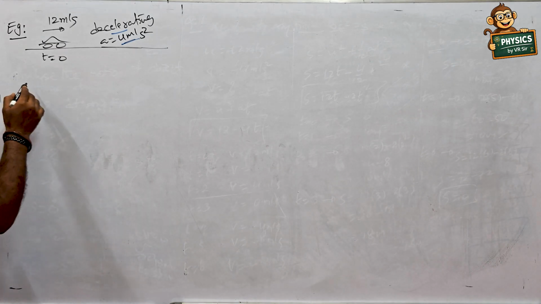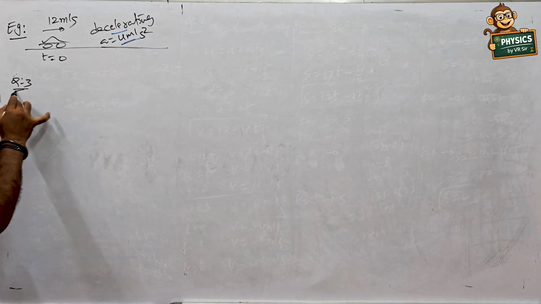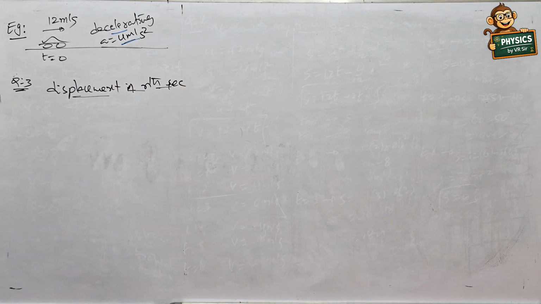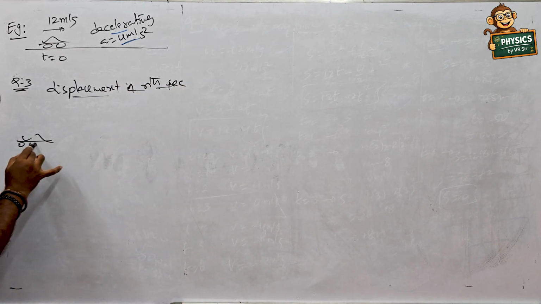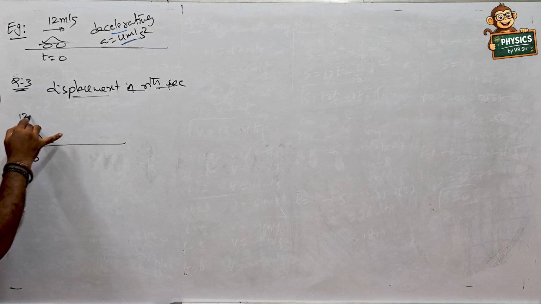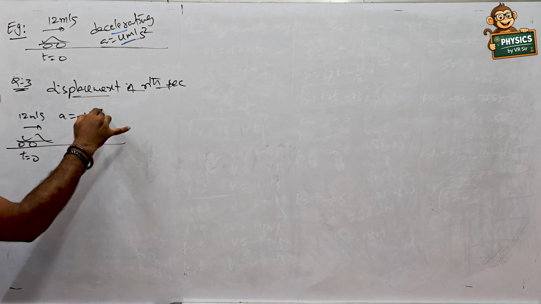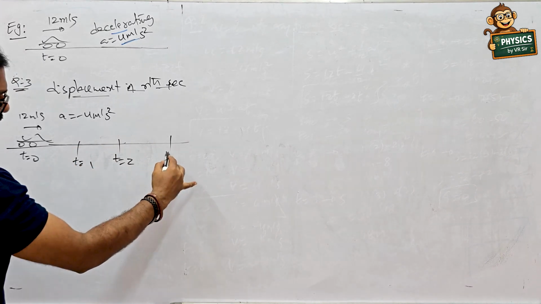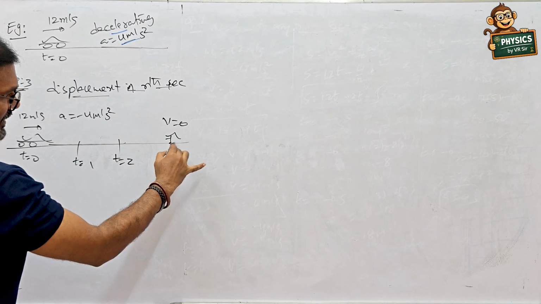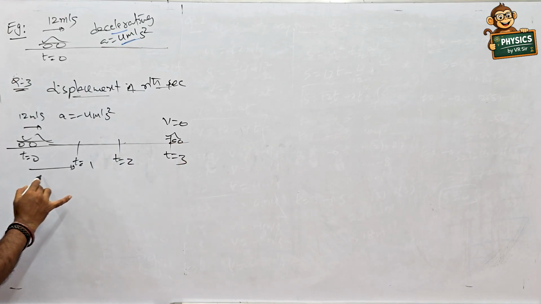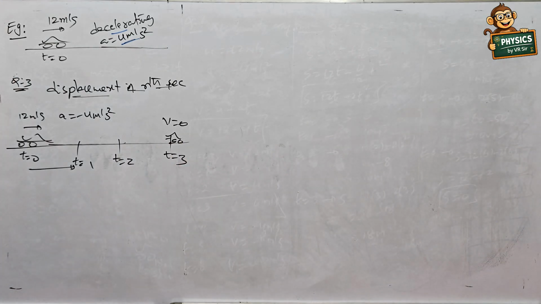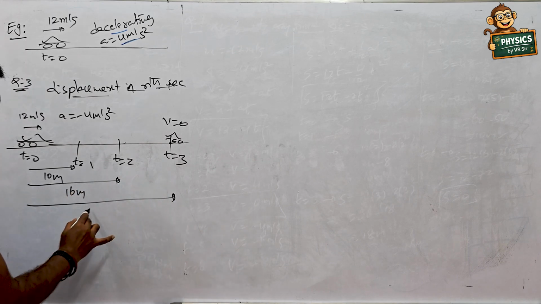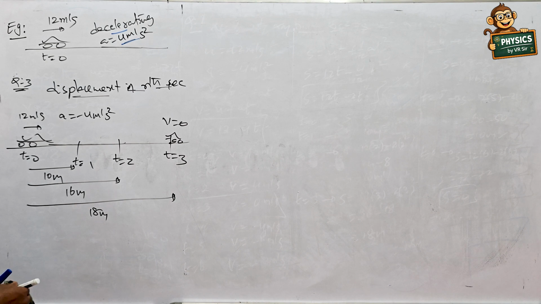Now let's take the next question: displacement in the nth second formula. First, recall. Write down: at t equals 0, velocity is 12 meters per second, and acceleration is minus 4 meters per second square. Now this is t equals 1, t equals 2, t equals 3, where the object comes to rest. It has covered a distance of how much? 10 meters. It has covered a distance of 16 meters. It has covered a distance of 18 meters, isn't it?